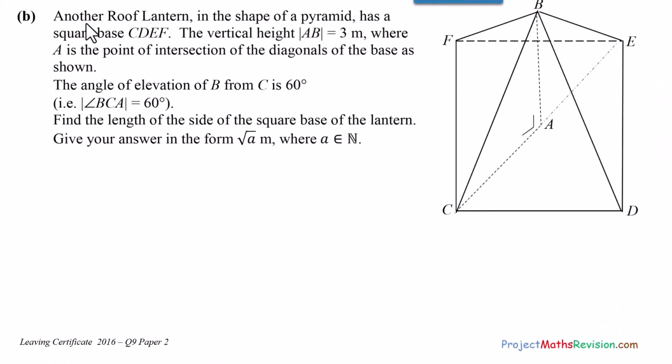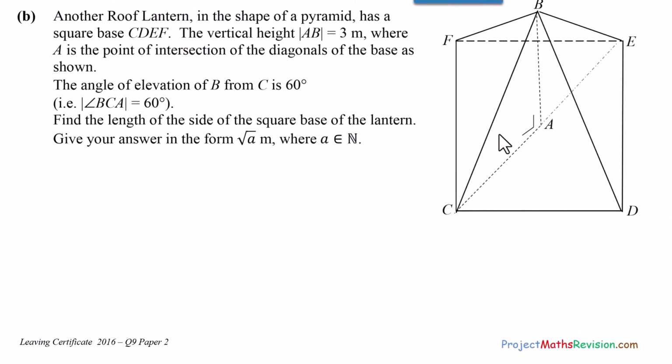Finally, in part B, we're told that another roof lantern in the shape of a pyramid has a square base CDEF. The vertical height AB is 3 meters, where A is the point of intersection of the diagonals of the base as shown. The angle of elevation of B from C is 60 degrees, and we're asked to find the length of the side of the square base of the lantern, and to give our answer in the form the square root of A meters.